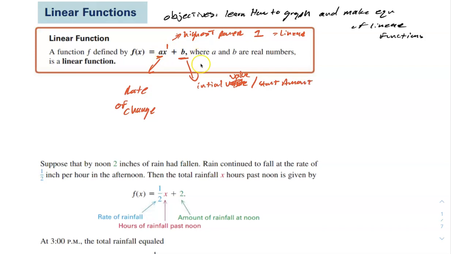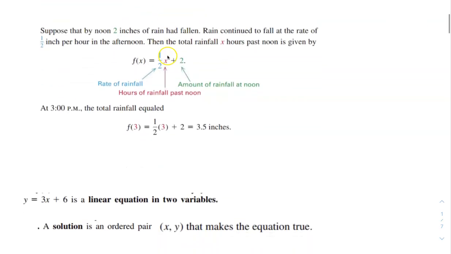So when we have a linear function and we do an application problem, the a here is our rate of change, x is the thing that's changing, and b is our initial value. For example, suppose that by noon 2 inches of rainfall have fallen. Rain continued to fall at a rate of 1/2 inch per hour in the afternoon. The total rainfall x hours past noon is given by this equation here. By noon I had 2 inches already, so that was my initial amount, 2 inches. That goes for my b. Our rate was 1/2 inch, so that goes for my a.